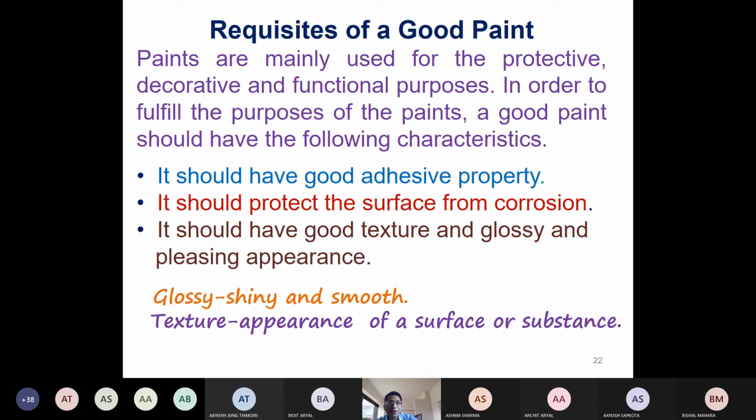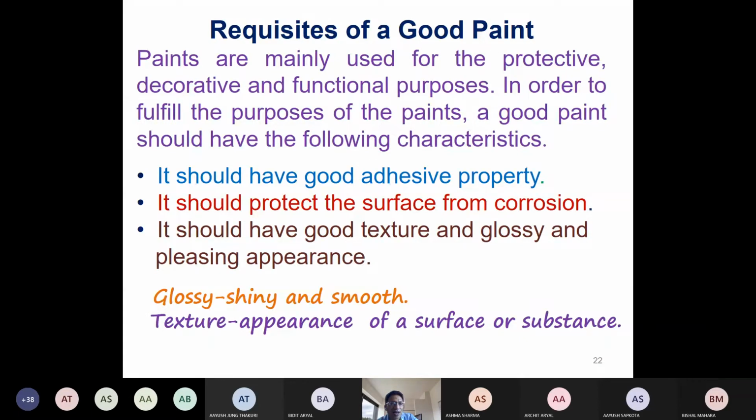And requirement of good paint. What are the main requisites of good paint that may be asked many times in final examination? Paints are mainly used for protective, decorative, and functional purposes. In order to fulfill the purpose of paint, good paint should have the following properties.